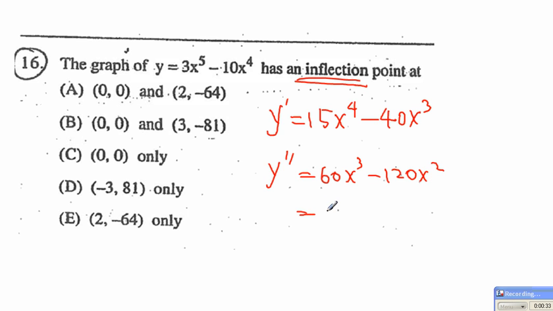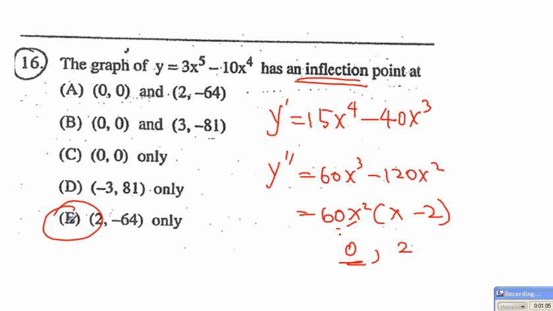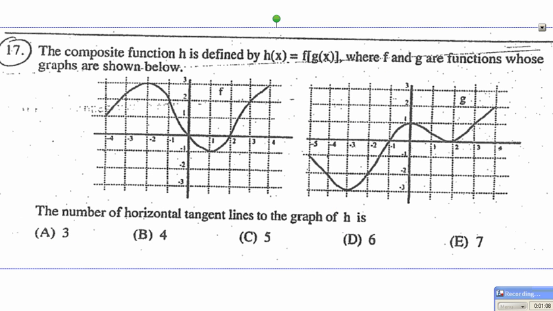If we break this down further, we get 60x squared as the common factor, times x minus 2. Now here, you will get two candidates: one being 0, or one being 2. But you will realize that 0 is a double root because of the square. Therefore, the sign will not change, the concavity will not change. But 2, since it's a linear single root, will change there, which makes our answer choice B.